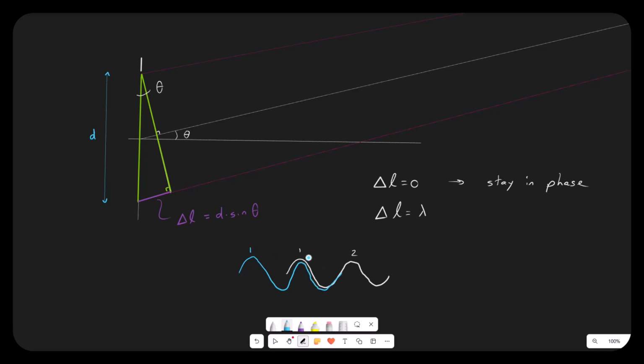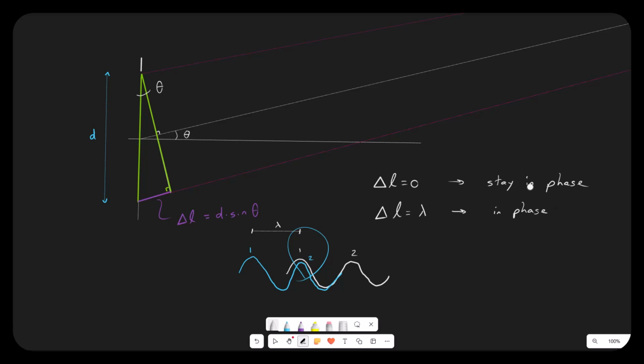Where this is peak 1 and this is peak 2. These waves don't actually care whether they're on peak 1 or peak 2. What they care about is, are their peaks lined up or are they opposed to each other? They're lined up. So even though these have a path length difference of one wavelength, they're still going to be in phase. So a path length difference of a wavelength puts these in phase.